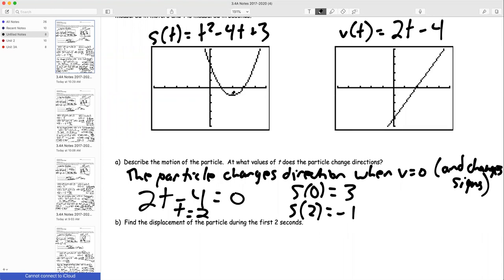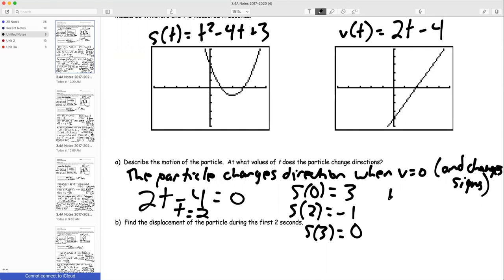So when you were asking the question earlier, since it does change direction, it goes back from left to right. That's true. So if I plug in 3, what is S of 3? If you plug it in, you get 9 minus 12 plus 3, which is 0. Okay, and so now that I have this information, let me describe the motion of the particle.